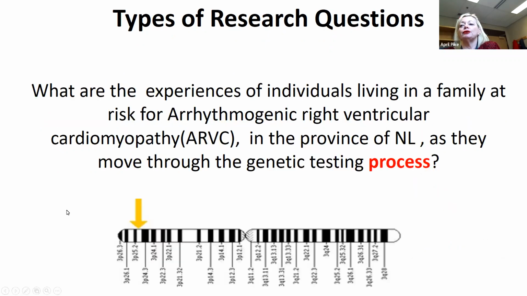So my research question that I had developed was, what are the experiences of individuals living in a family at risk for, a big long word, arrhythmogenic right ventricular cardiomyopathy, or ARVC, in the province of Newfoundland as they move through the genetic testing process? So in short, I was looking at the experience of people who were at risk for this genetic condition in Newfoundland, as they moved before the genetic testing, during genetic testing, and afterwards.